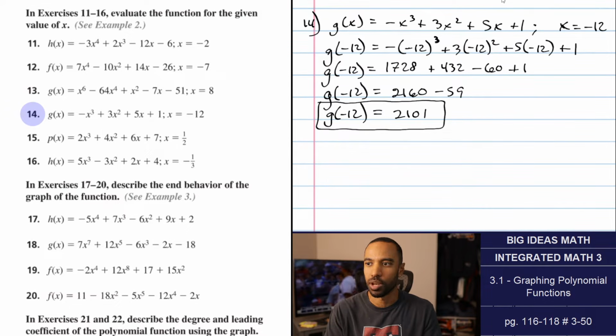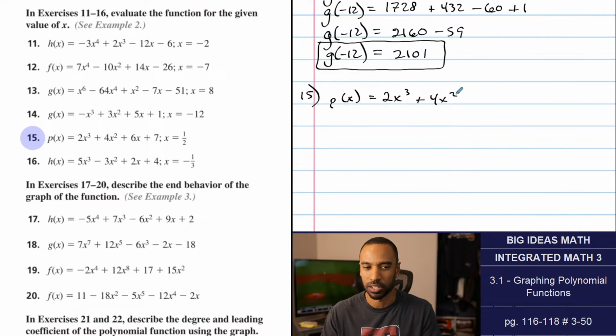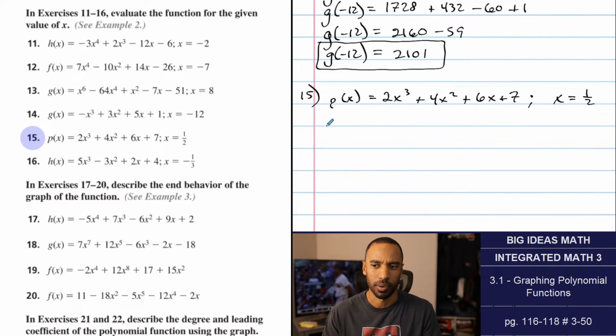All right, let's go to number 15. P of x. By the way, when we do our table stuff, we're probably just going to go from negative 2 to 2. That's what they did in the lecture stuff as well. So these bigger numbers, or this fraction, for example, are probably not ones we'll be bothered by. But these, again, are things we've got to know how to do.